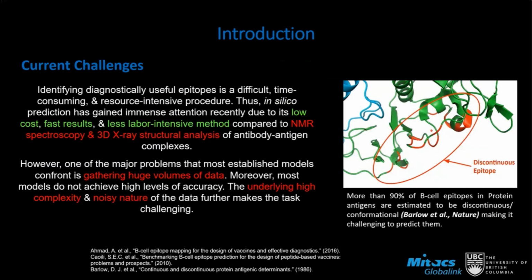Identifying diagnostically useful epitopes is a difficult, time-consuming, and resource-intensive task. As a result, in silico prediction methods have gained significant attention in recent years due to their lower cost, faster results, and reduced manual effort compared to experimental techniques like NMR spectroscopy or 3D X-ray structural analysis of antibody-antigen complexes.